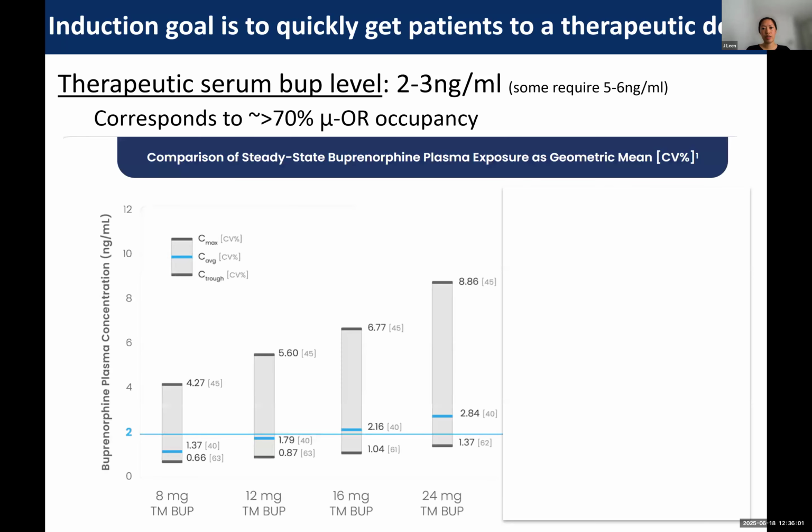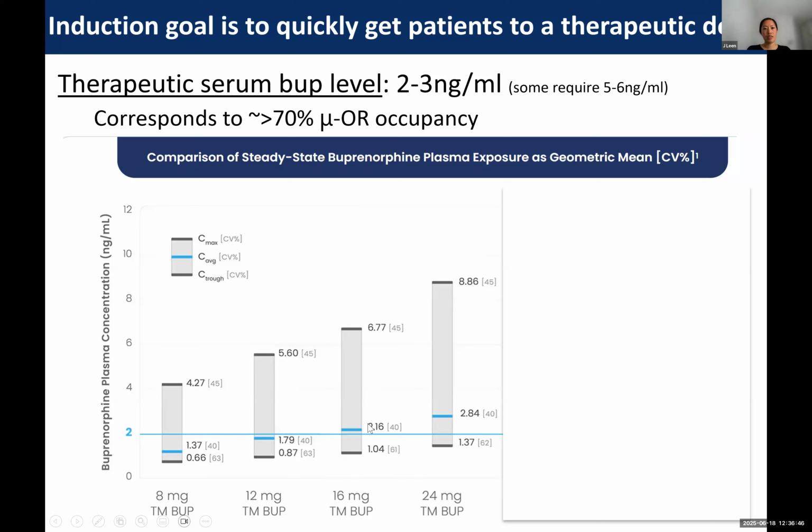So this data is taken from the Indivior Pharma website. And you can see here that we have buprenorphine plasma concentration on the y-axis and different doses of transmucosal or sublingual buprenorphine on the x-axis. And at each dose, they published the average concentration, the C max, and the C trough. And indicated in the blue line is that therapeutic threshold, that 2 nanograms per mil. So we want to have patients have a serum level above this to be considered therapeutic.